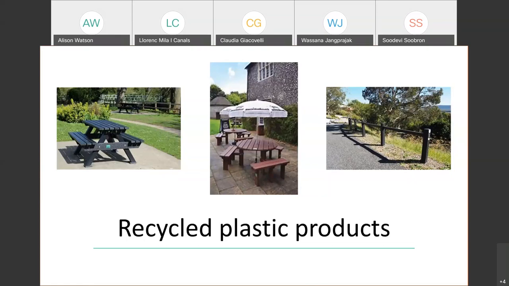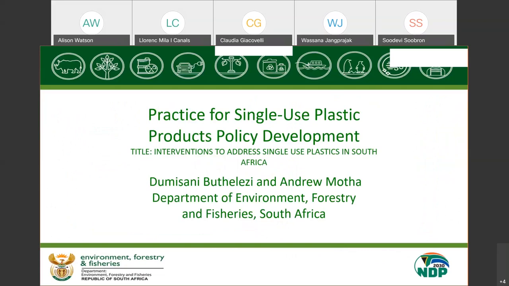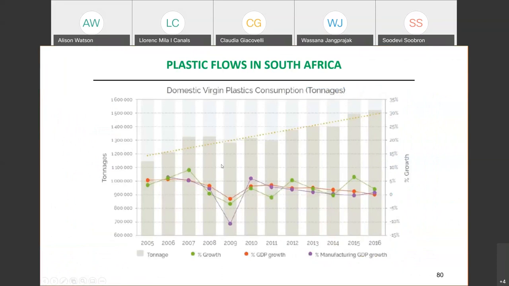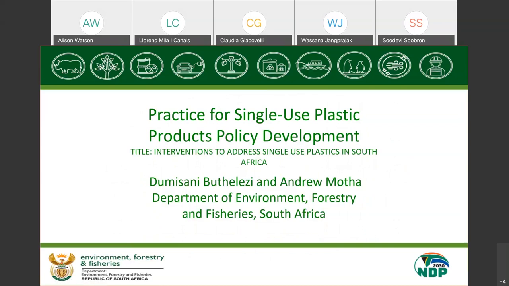I just want to move on quickly to our next speaker. Back one slide. Okay, Dumisani Buthelezi, welcome. He is from the Department of Environment, Forestry and Fisheries in South Africa, a waste expert who has been involved in this area for some time, and it's a pleasure to have you to talk to us today about what's happening in South Africa and what are the opportunities and challenges around developing policy. Welcome.